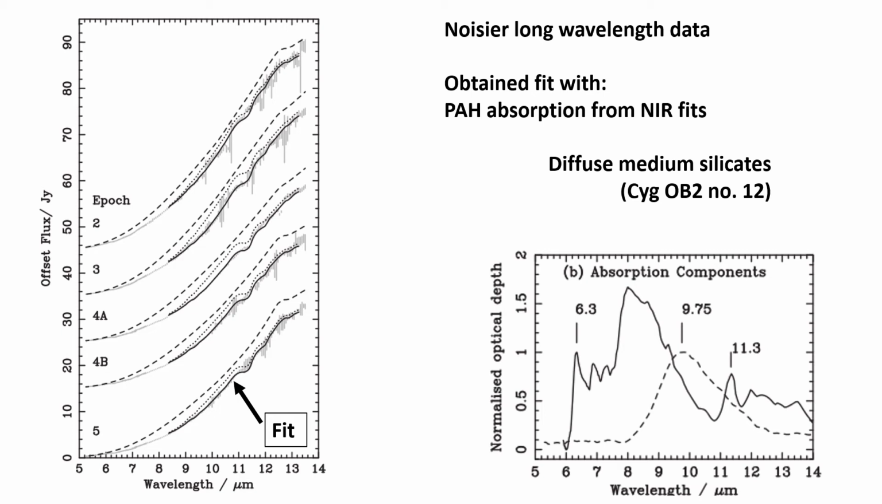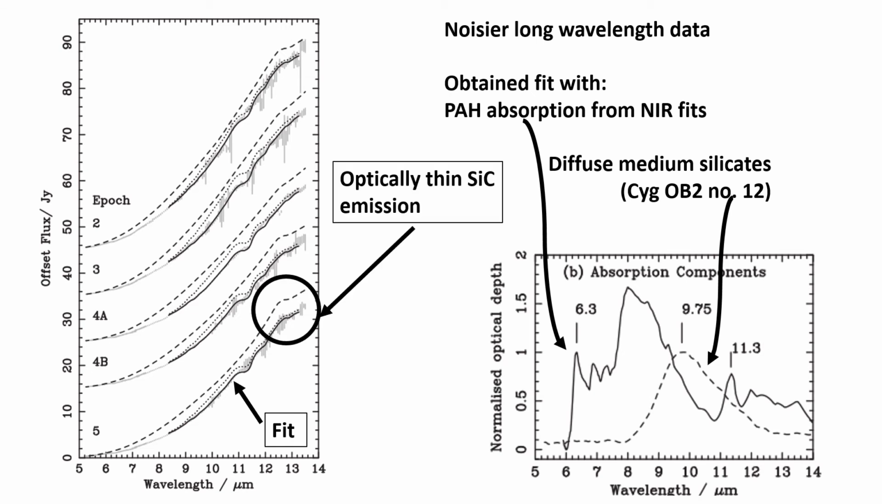I used the fits obtained in the near-infrared with polycyclic aromatic hydrocarbons to match the longer wavelength data. In order to fit the shape of the profile, it also needed diffuse medium silicates to add to the absorption. However, this did still not fit the feature properly. What was required was some optically thin silicon carbide emission from nanometer-sized grains.